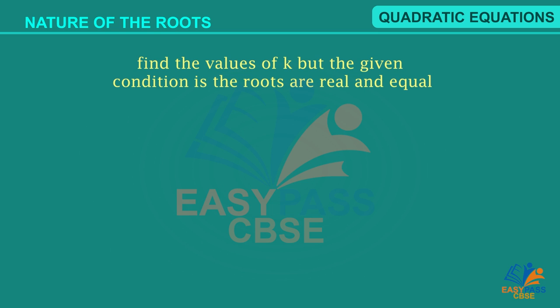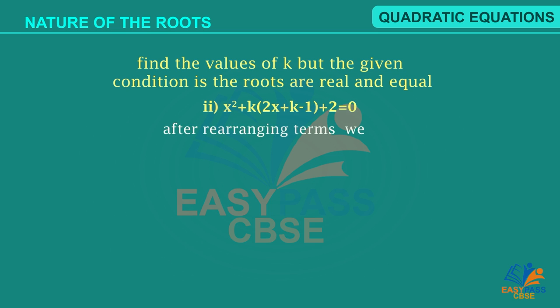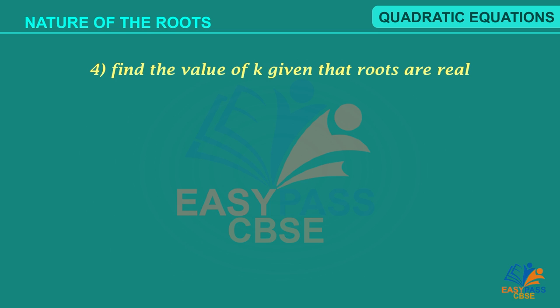That means you have to find the k value given that the roots are real and equal. x square plus k times (2x plus k minus 1) plus 2 equal to 0. After rearranging or reordering the terms, we get x square plus 2kx plus k square minus k plus 2 equal to 0. That means we get 4k square minus 4k minus 8 equal to 0, or k is equal to 2. And here also you have to find the k value given the roots are real.